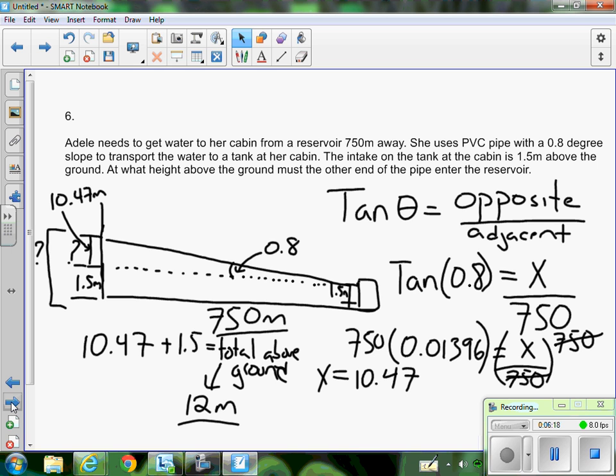So hopefully that clarifies a couple more points on how to go about calculating tangents and how to use tangents. And also, from the previous question, what grade is in terms of the slope.